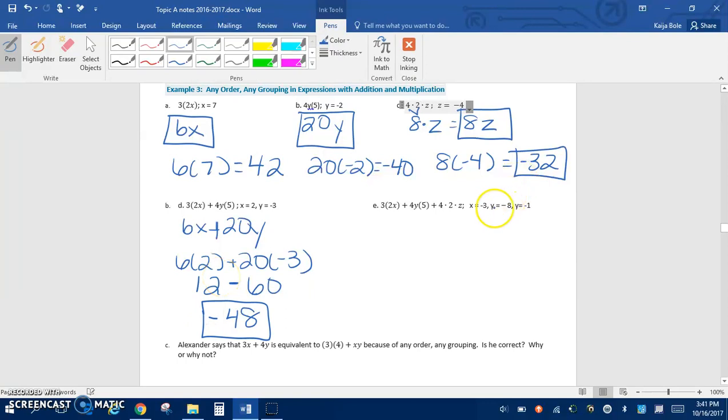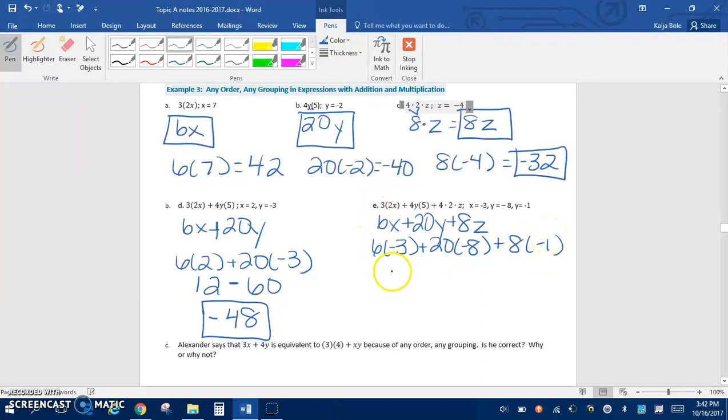One last one here. So we've got 3 times 2x, which is still 6x, 4y times 5, which will give us plus 20y. And then 4 times 2 is 8 times z gives us a plus 8z. And then we need to evaluate. So we have 6 times negative 3 plus 20 times negative 8 plus 8 times negative 1.